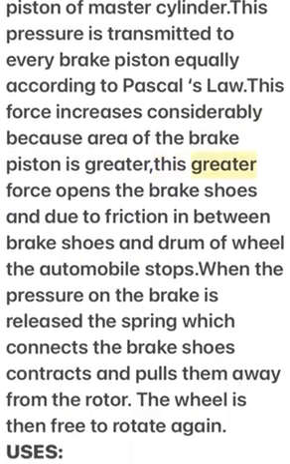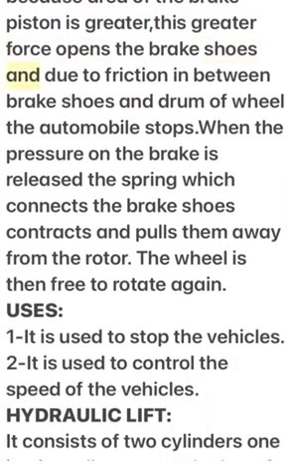This greater force opens the brake shoes, and due to friction between the brake shoes and the drum of the wheel, the automobile stops. When the pressure on the brake is released, the spring which connects the brake shoes contracts and pulls them away from the rotor. The wheel is then free to rotate again. Uses: 1. It is used to stop the vehicles. 2. It is used to control the speed of the vehicles.